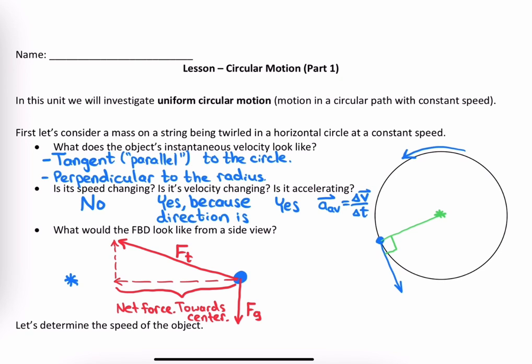Now we happen to draw the mass being on the right-hand side of the athlete, but if we had decided to draw the mass over here on the left-hand side of the athlete, then we would find this net force going to the right instead of to the left, but it would still be going towards the center of the circle.